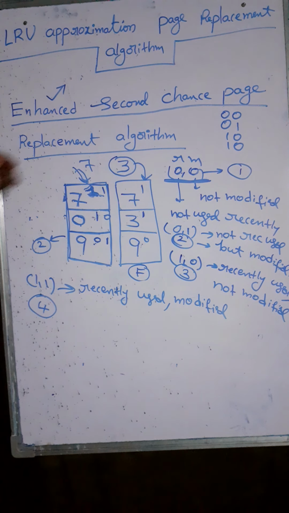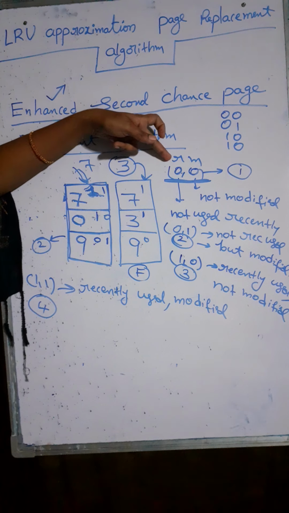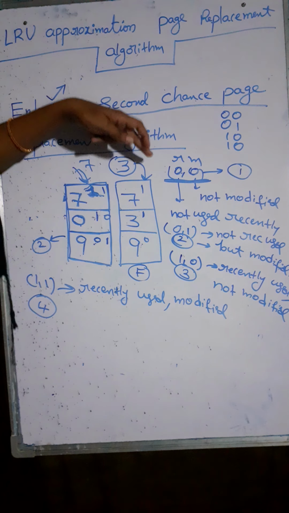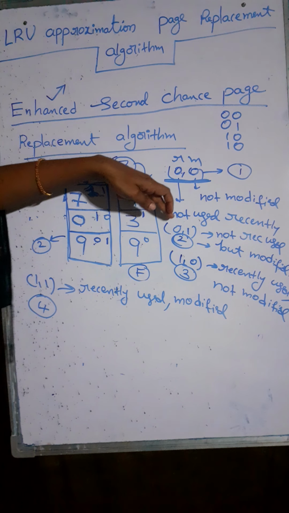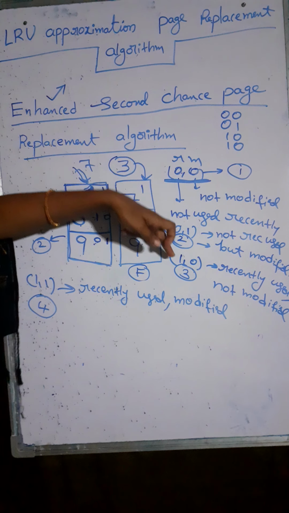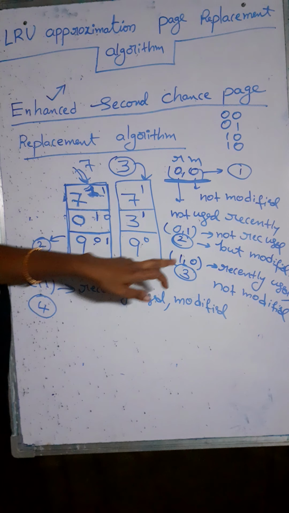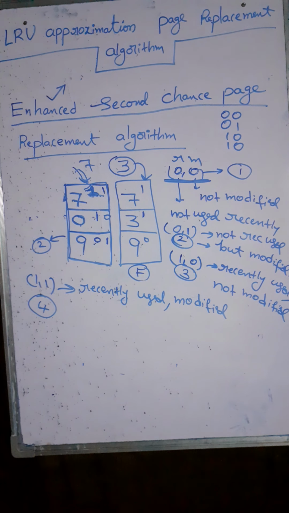So we should check the pair of reference bit and modify bit. If the pair is 0, 0, we should give first preference to that frame. If there is no frame with 0, 0, then we should give preference to 0, 1. If there is no frame with 0, 1, then you should give preference to 1, 0. If there is no frame with 1, 0, then we should give preference to 1, 1.